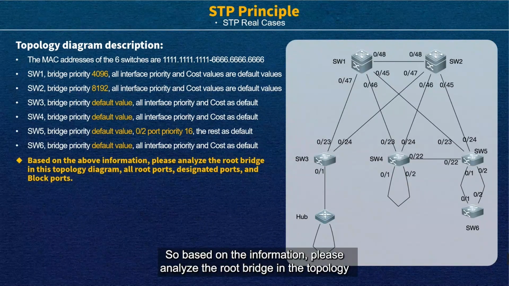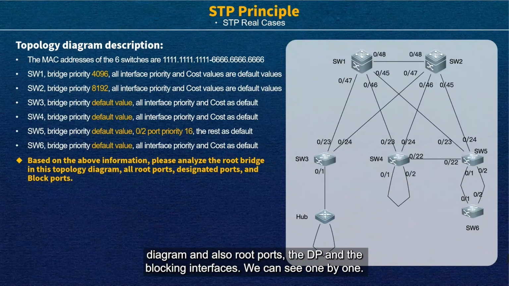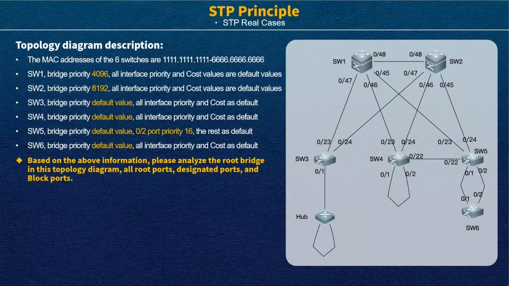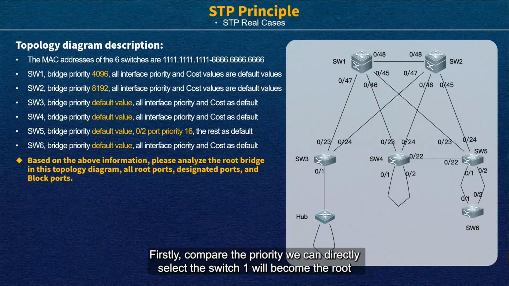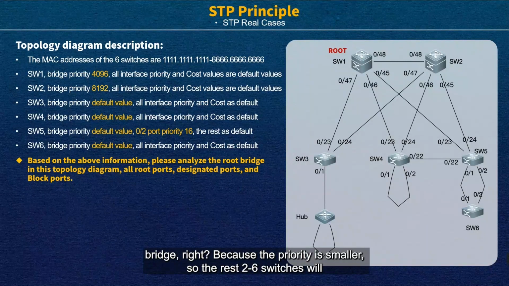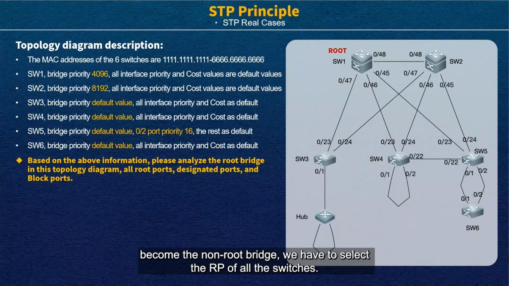So based on the information, please analyze the root bridge in the topology diagram and all the root ports, the DP, and the blocking interface. We can see one by one. First, compare the priority. We can directly select that switch 1 will become the root bridge, right? Because the priority is smaller. So the rest, 2, 3, 4, 5, 6, will become the non-root bridge.